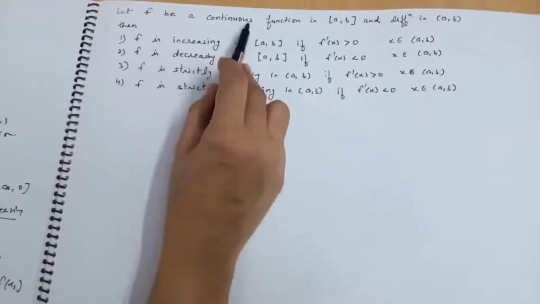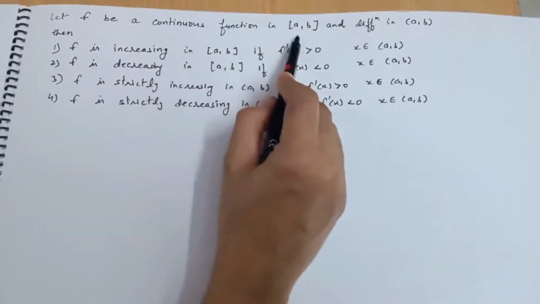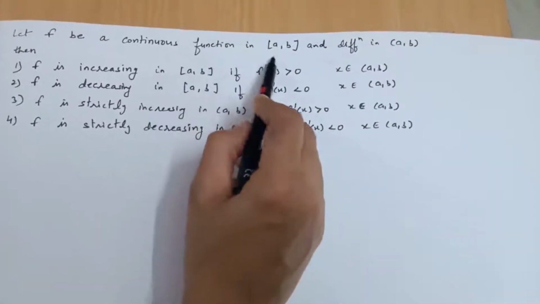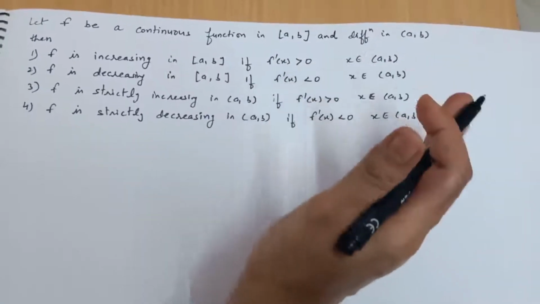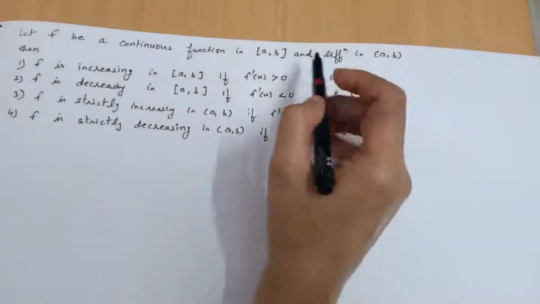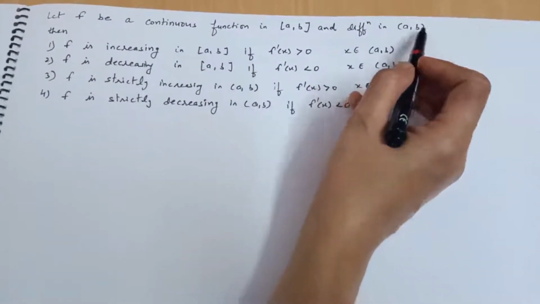Let f be a continuous function in the closed interval [a, b]. Continuous function means no hole should be there, no break should be there. We have already studied which functions we can directly say are continuous: polynomial functions, trigonometric functions. And differentiable in the open interval (a, b). What is that?